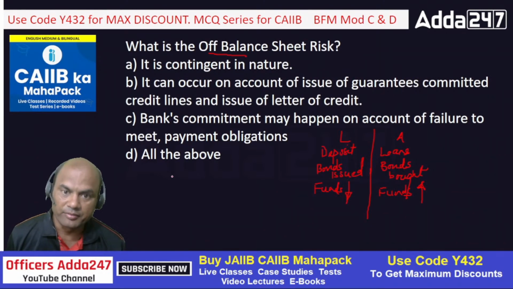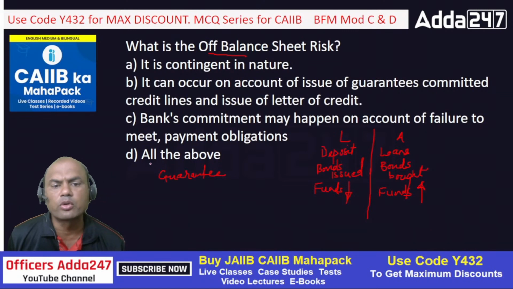For example, guarantee issuance. If you issue a guarantee on behalf of somebody, you don't give actual cash, isn't it? So what is the off balance sheet risk? It is contingent in nature. Contingent means what? It comes later someday. So that is a similar logic for guarantee.